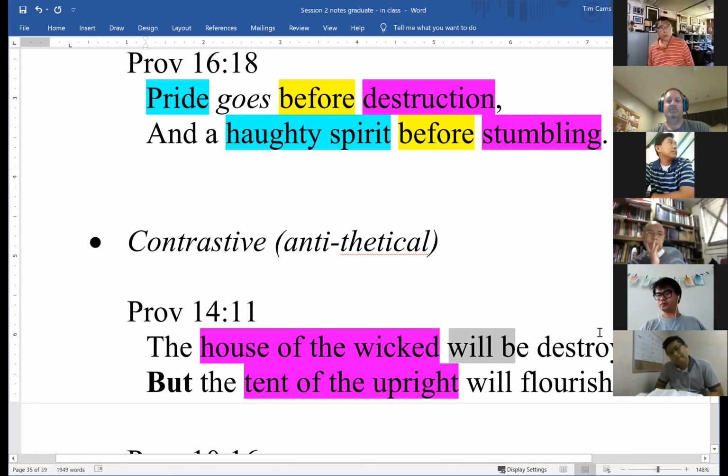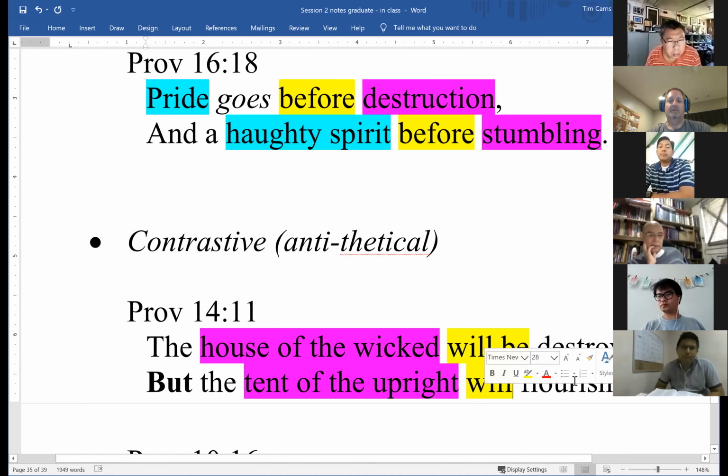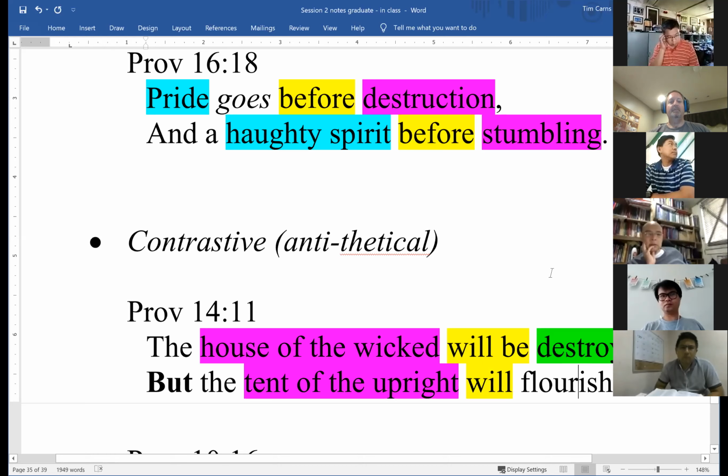Will be destroyed. But the house of the righteous will flourish. Again, opposites. Destroyed, flourish. So this is contrastive, all right?